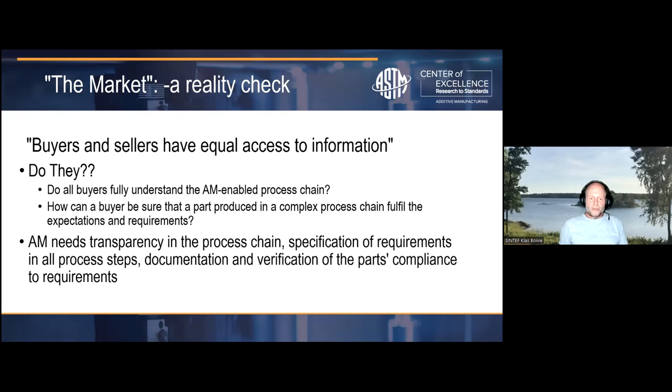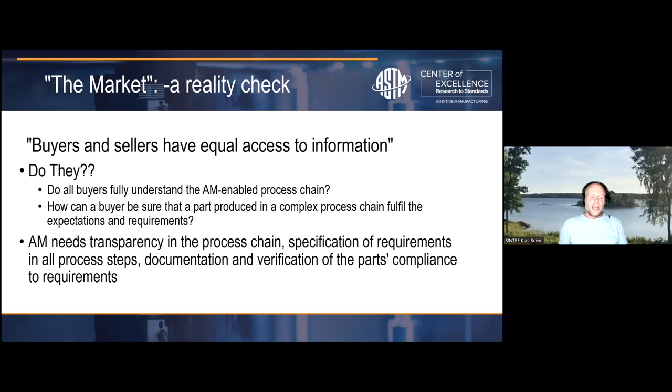Actually, I think sometimes it's quite difficult to see if university professors fully understand the whole aspect of the AM production chain. Can a buyer be sure that a part produced with a complex process chain fulfilled expectations and requirements? Well, they need to have a test to verify that, and you need to have standards that specify how to do these tests, and also standards that specify how to do this process. And those are under development. It's not quite finished for all processes yet.